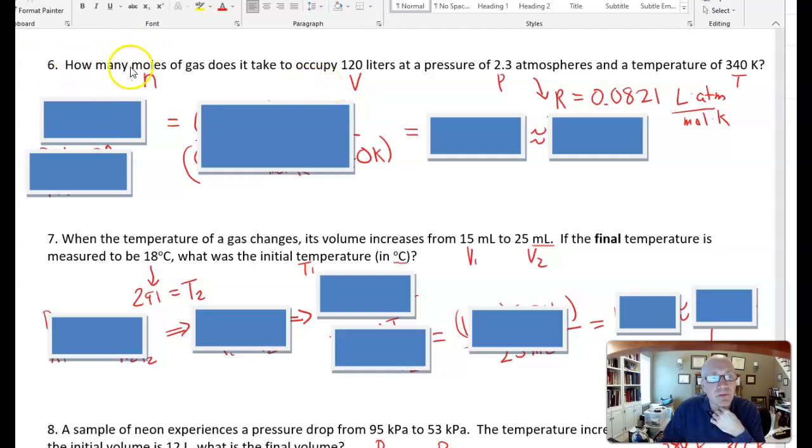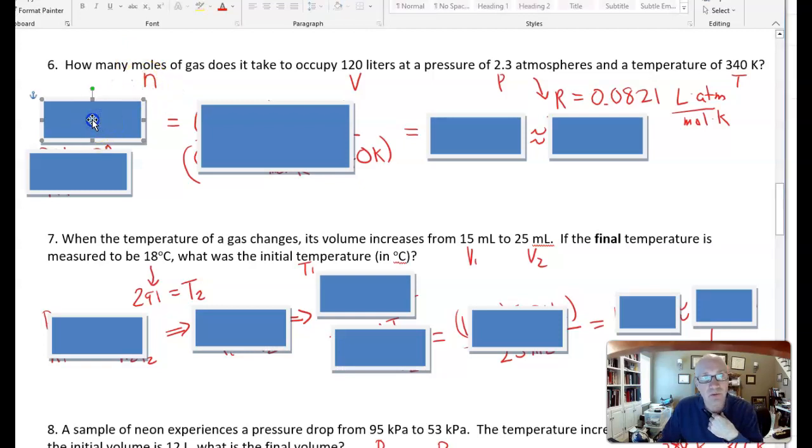All right, so if I read this problem, how many moles of gas does it take to occupy 120 liters at a pressure of 2.3 atmospheres and a temperature of 340 Kelvin? Notice there's no change going on, all right? You just have all of these different properties, and it's asking you to find one that you don't have, which in this case is going to be moles.